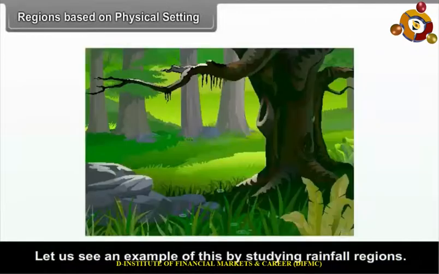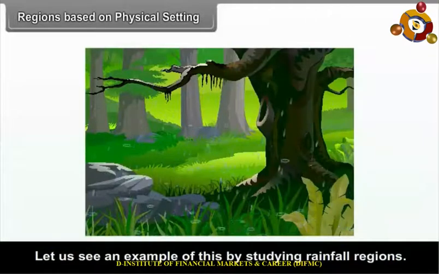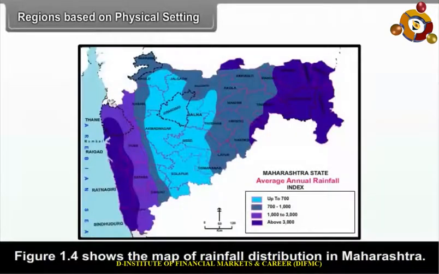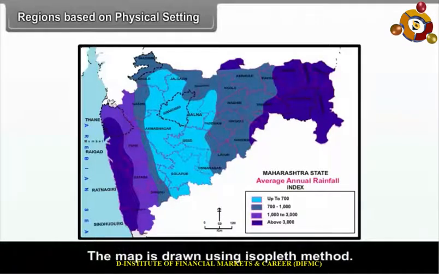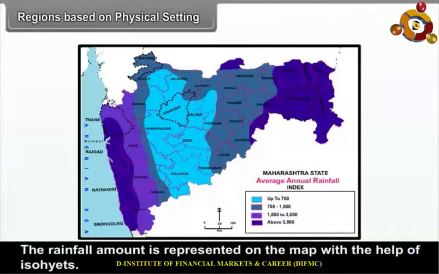Let us see an example of this by studying rainfall regions. Figure 1.4 shows the map of rainfall distribution in Maharashtra. It is drawn on the basis of rainfall data collected from different stations. The map is drawn using isopleth method. The rainfall amount is represented on the map with the help of isolines.